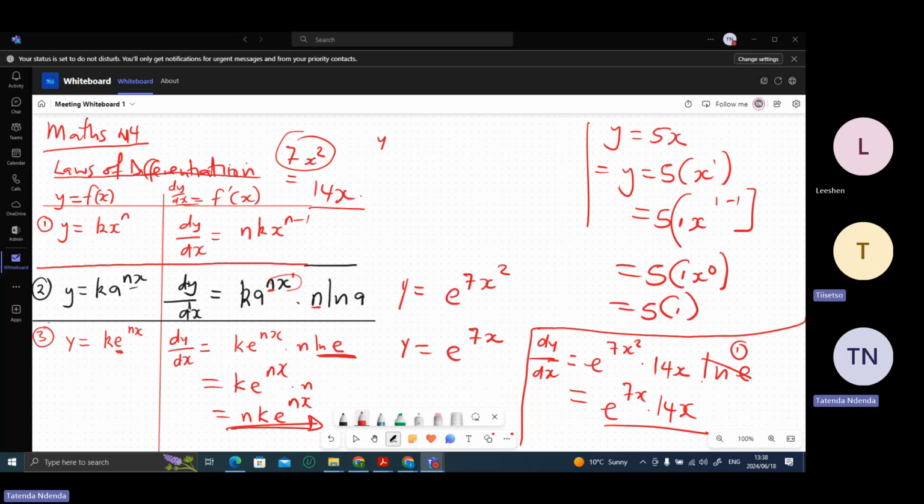So we write the equation the way it is, that's e to the power of 7x, times 7, because it will be 7 ln e. So ln e, we know, is 1. All right.